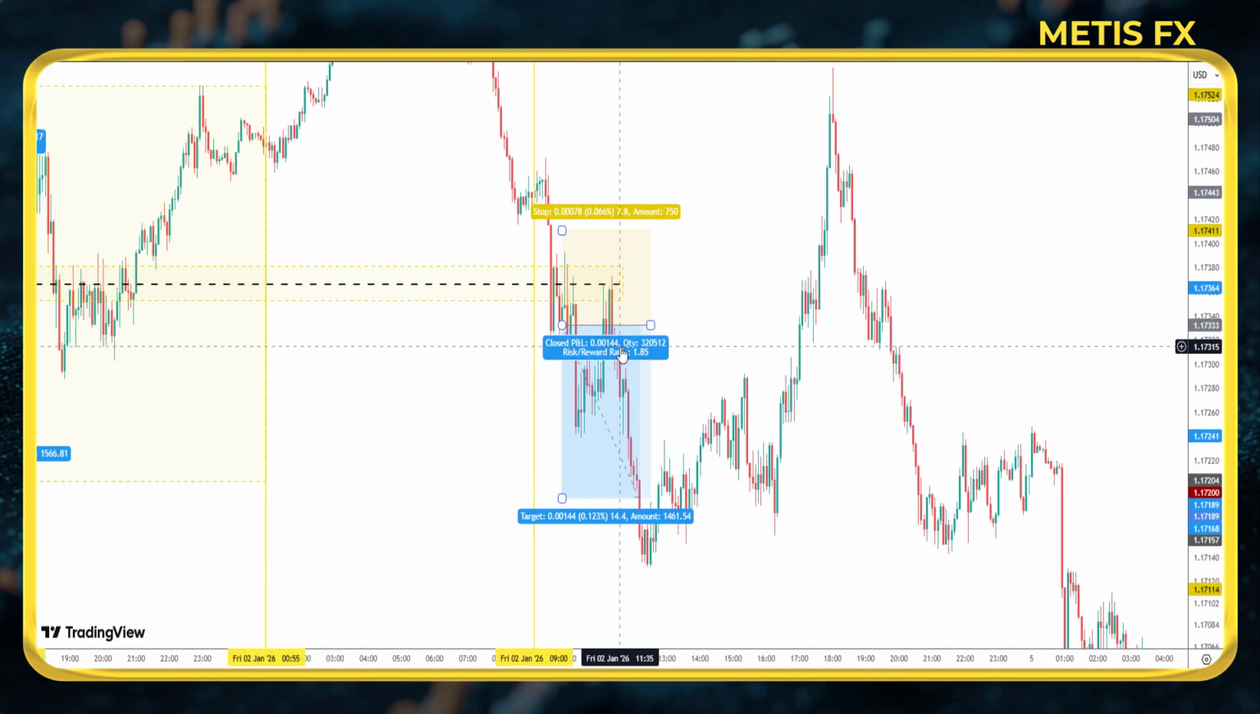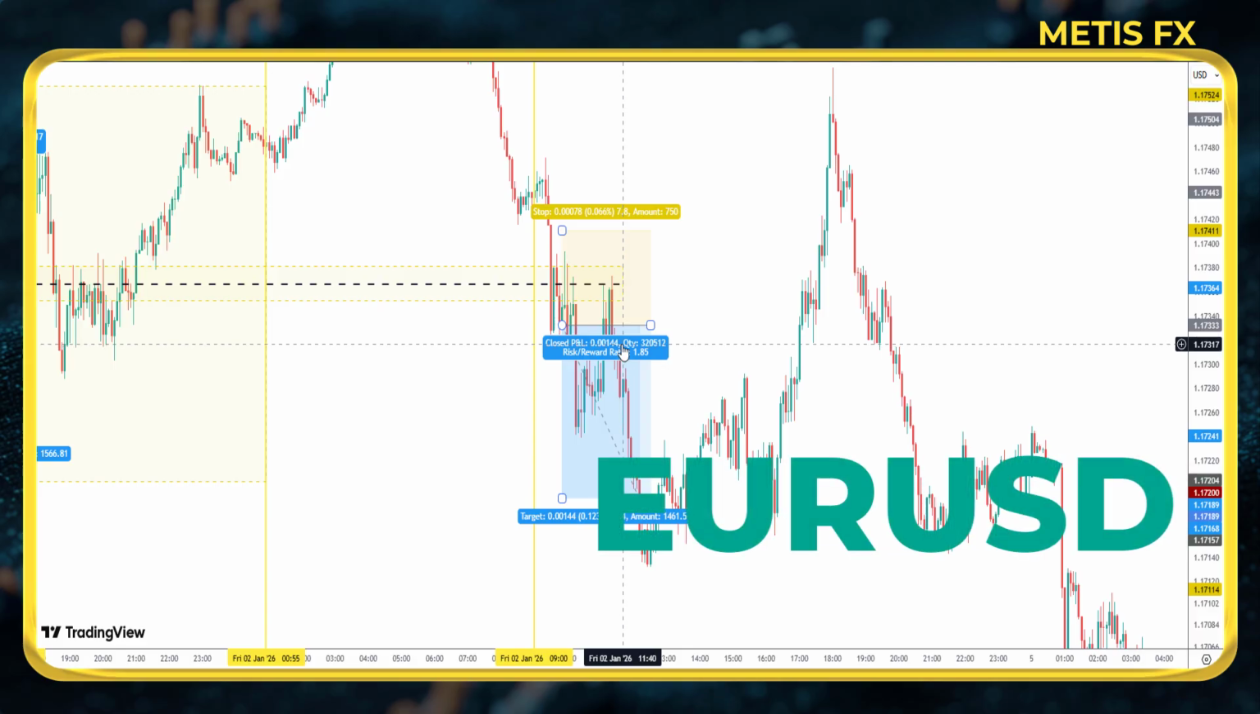I hope you liked this strategy and can use it effectively. Right now, go open the Euro-USD pair and backtest it so you can see for yourself how effective it is.